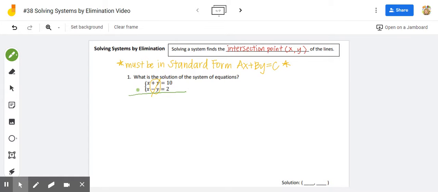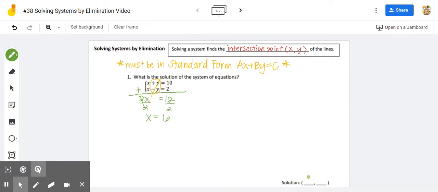Now, when you eliminate, what you're going to do is add the remaining pieces. So I have two x's that are left. So 2x equals 10 plus 2 is 12. And I'm going to solve for x by dividing by 2. 12 cut in half is x equals 6. We're halfway there.